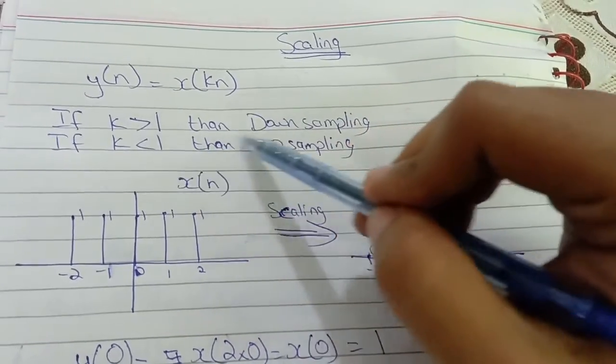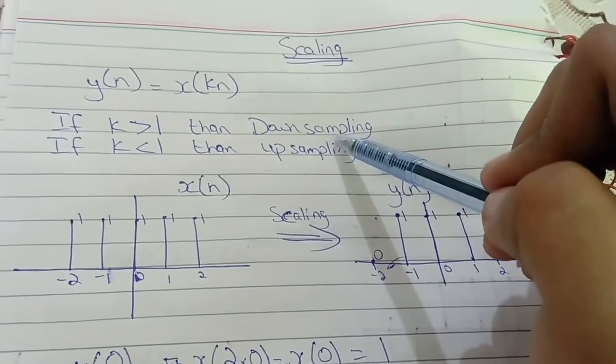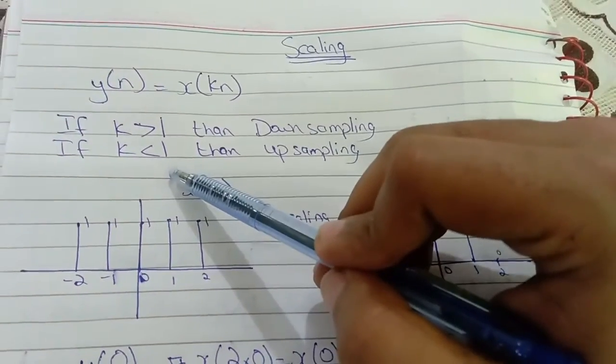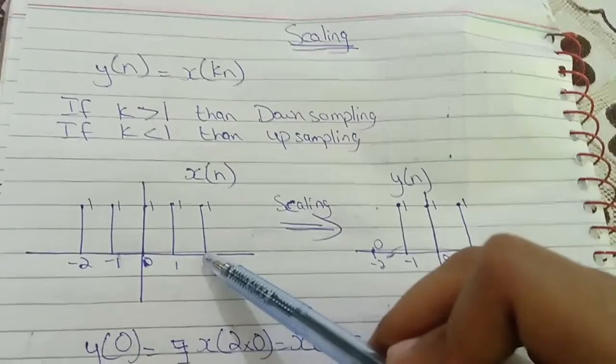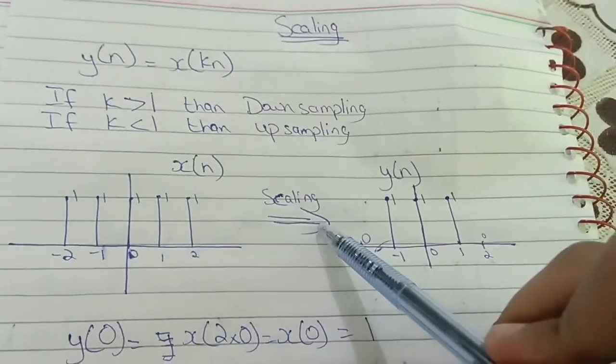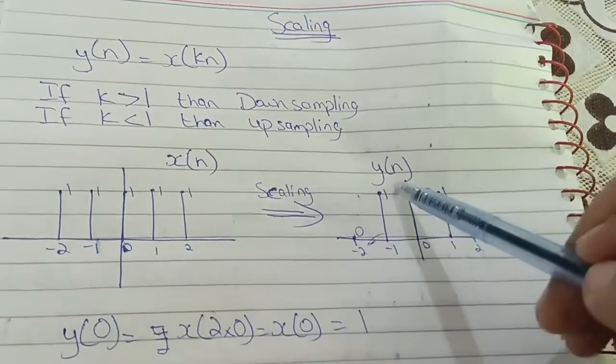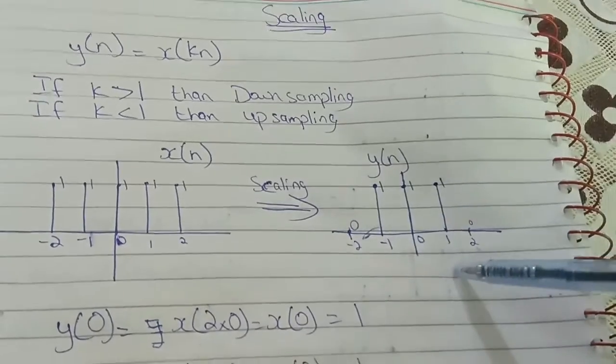If k is greater than 1, then we will regard it as downsampling, and if k is less than 1, then we will call it upsampling. This is our input function, that is x of n. After applying scaling of y of 2, we will get this graph.